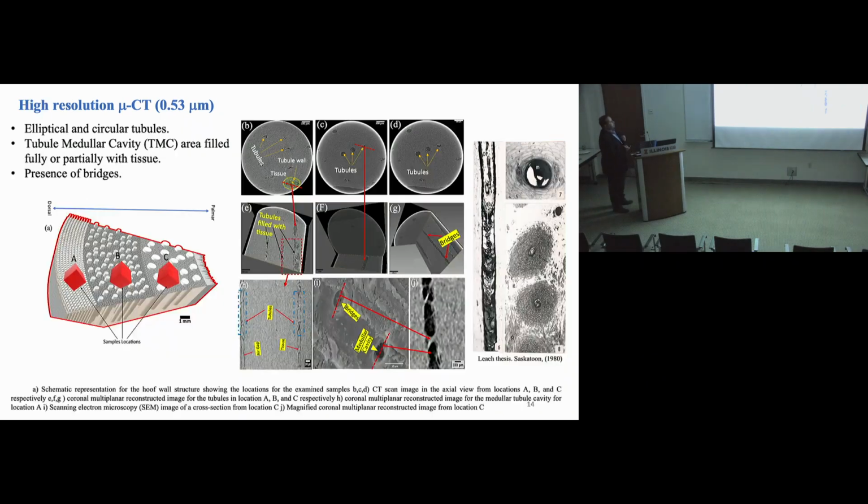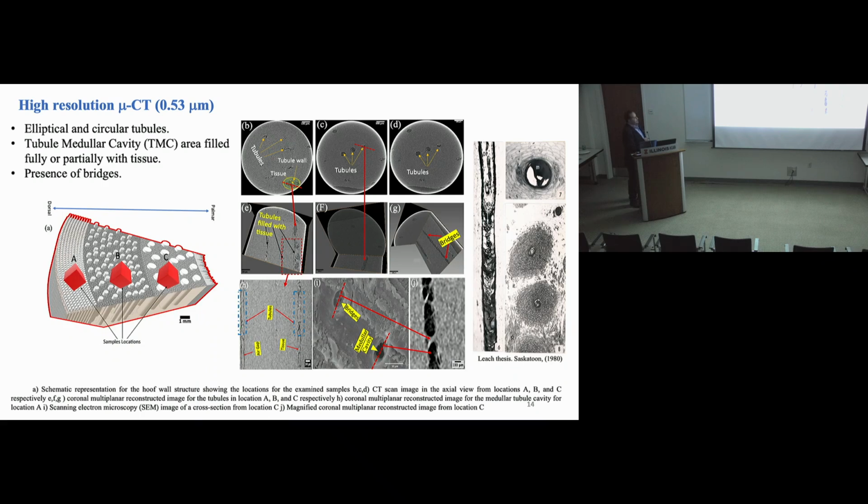So, as I mentioned in the beginning, we went with low resolution, very high magnification, and now we are trying to zoom in more. We tried a higher resolution micro CT scan with 0.53 micron. And as you can see, the number of the tubules is less. The tubules are very clear, you can see them. But to do that, we partitioned the horse hoof into 3 different sections to study each one of them alone.